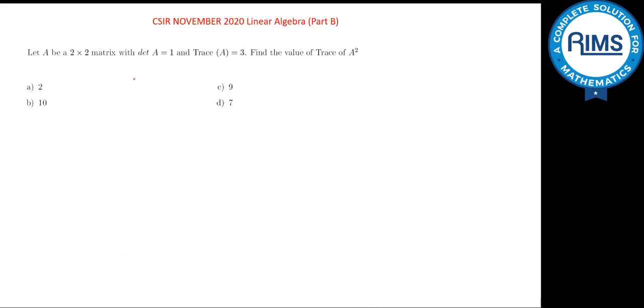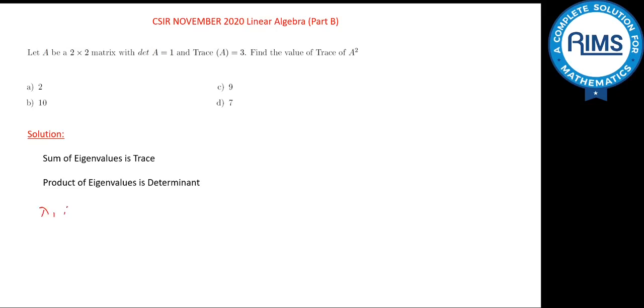Next one. Let capital A be a 2 by 2 matrix with determinant of A equal to 1 and trace of A equal to 3. Find the value of trace of A square. Here the matrix is a 2 by 2 matrix, and we know that the sum of eigenvalues is the trace and the product of eigenvalues is the determinant. Here lambda 1 and lambda 2 are the eigenvalues of this matrix.